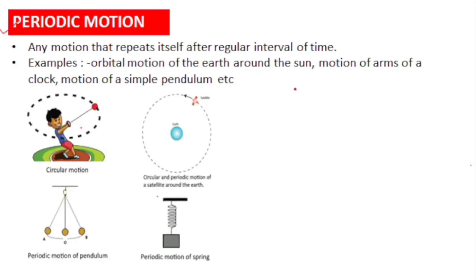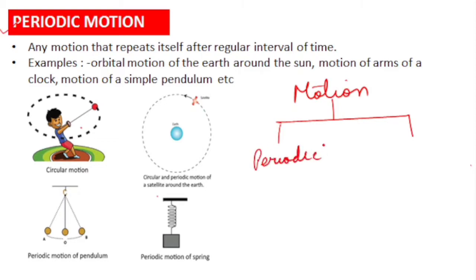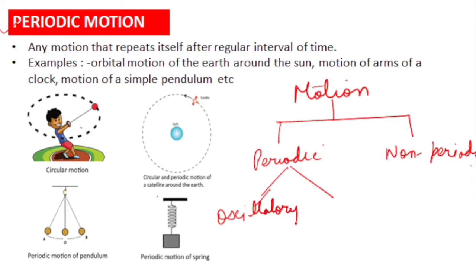Okay, first motion. Motion can be divided into two types. One is periodic motion and another one is aperiodic, or you can say non-periodic motion. Right? Now this periodic motion may be oscillatory or non-oscillatory motion.